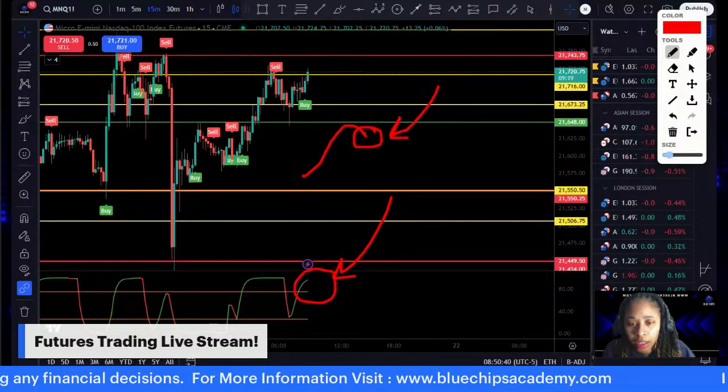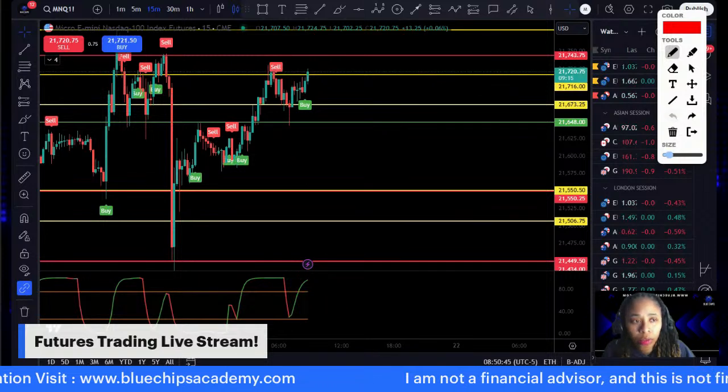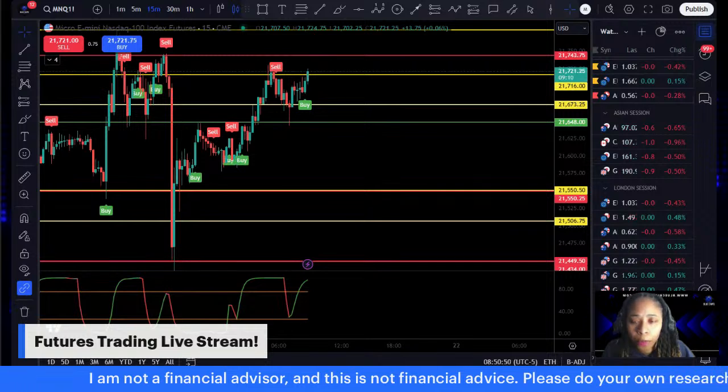If we're at the top of the STC, we're at what? And we're looking for price to do what? Tell me in the comment section. On the 15-minute chart, are we overbought or are we oversold?